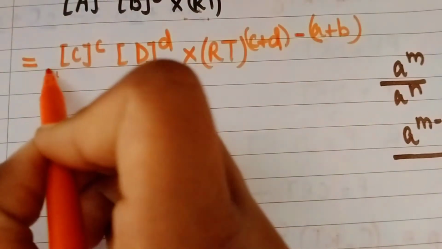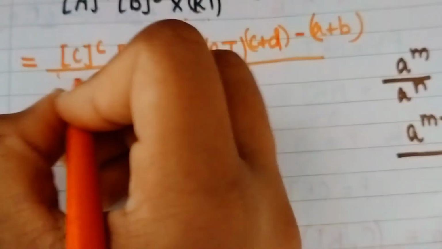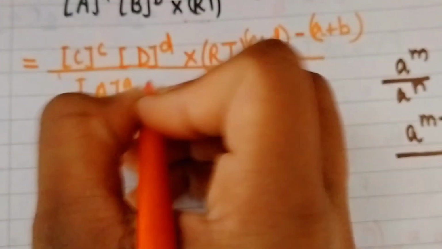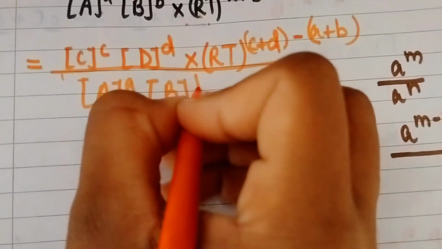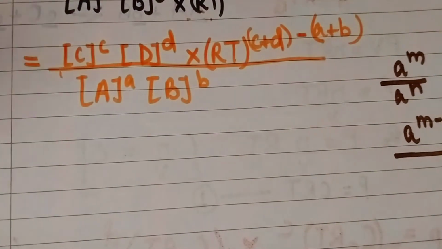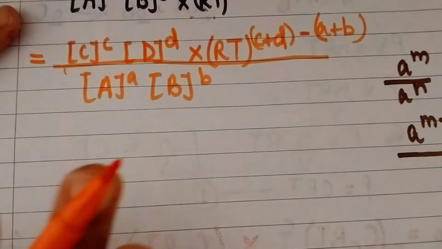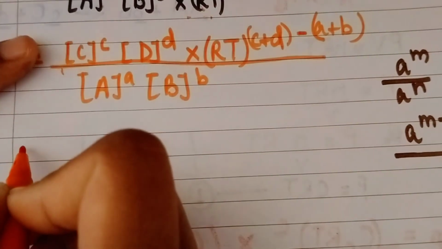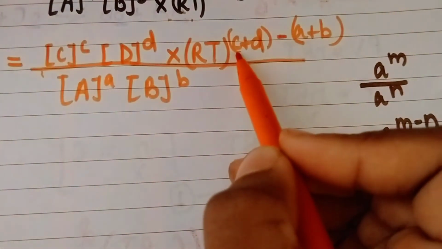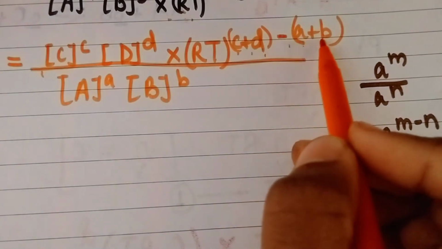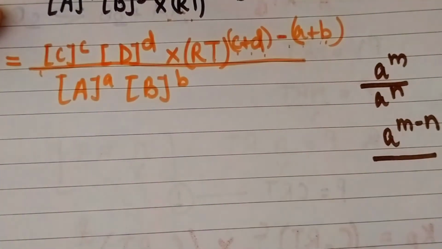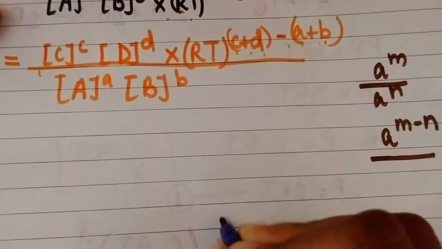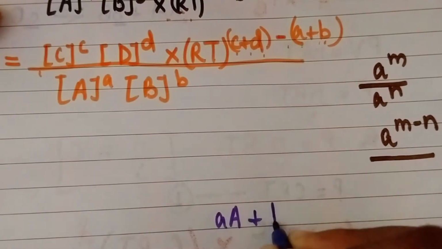We will have to write the denominator also. It's going to be concentration of A raised to its stoichiometric coefficient, and concentration of B raised to its stoichiometric coefficient. Okay, now we got this much portion. So first we will consider this one, C plus D minus A plus B. So what was the reaction? Our reaction was this, right?